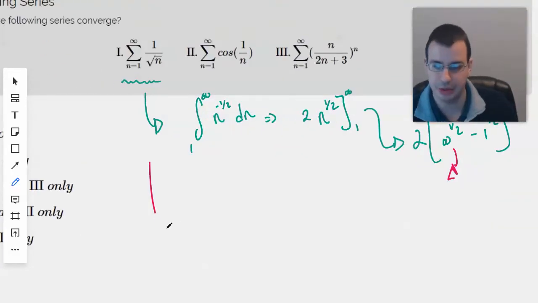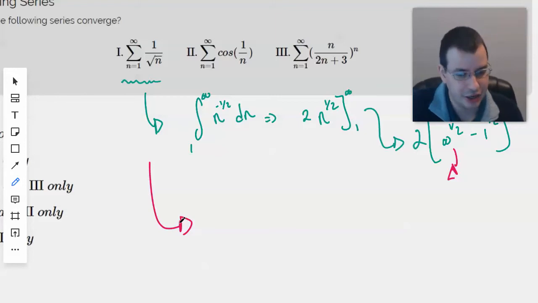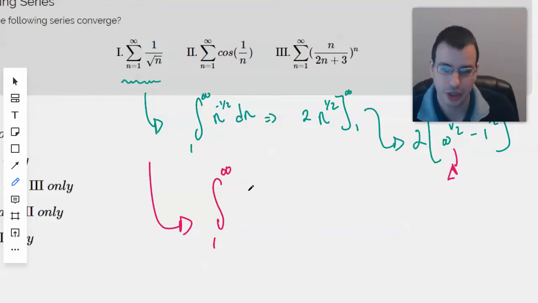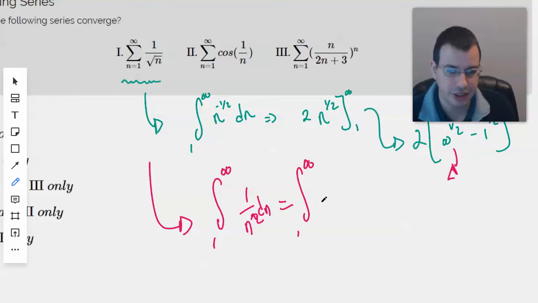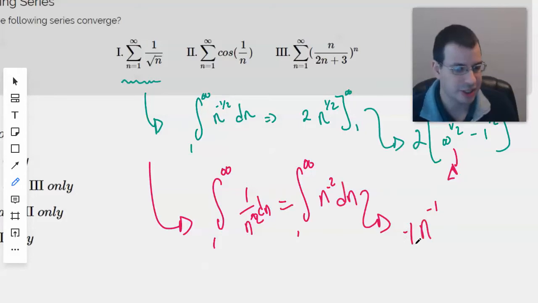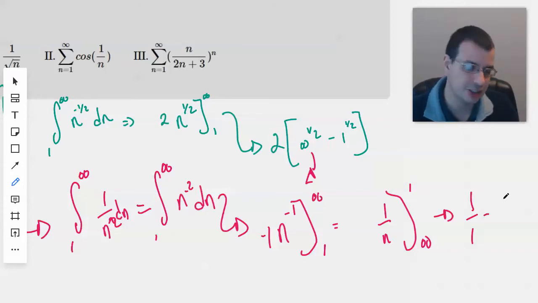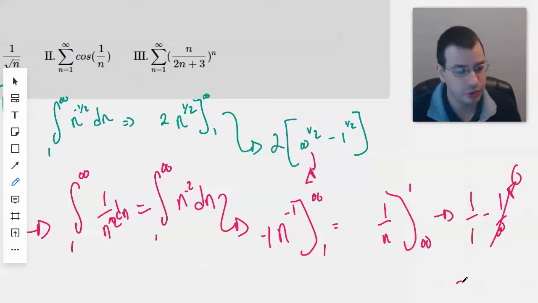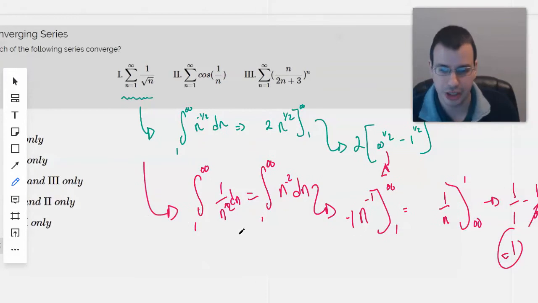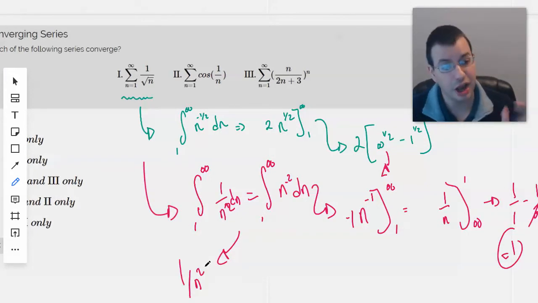And the example on the other side of 1 over n would be something like 1 over n squared, which is the integral from 1 to infinity of n to the negative 2 dn. That's n to the negative 1 divided by negative 1, same as multiplying by negative 1. I'll rewrite this slightly as 1 over n from 1 to infinity, which is 1 over 1 minus 1 over infinity, which goes to 0, which equals 1. So this shows you that 1 over n squared converges, and 1 over square root of n diverges.